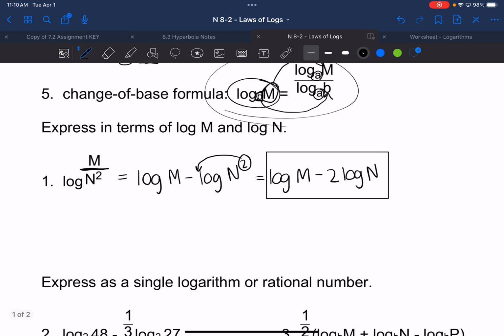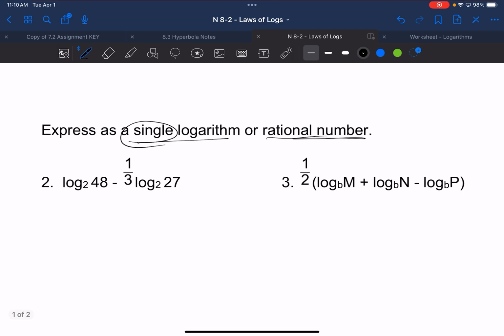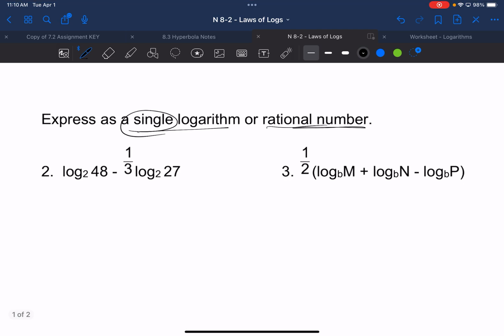In the next section, it says express it as a single logarithm, or if possible, maybe even get it down to just a number with no logarithm in it. So basically condense it as much as you possibly can. Okay, so on number 2, we've got subtraction. What did you guys say I can rewrite subtraction as? Division. So because of this subtraction right here, I'm going to rewrite.